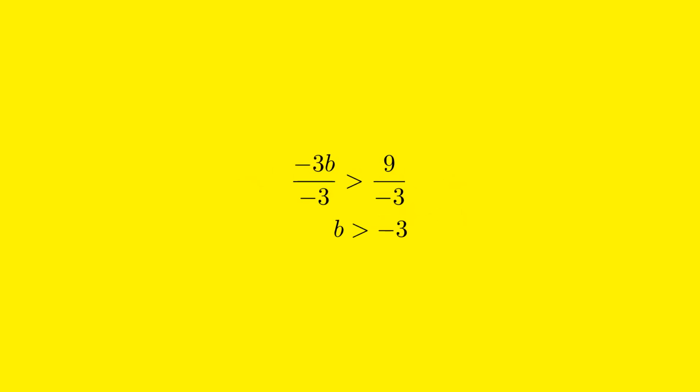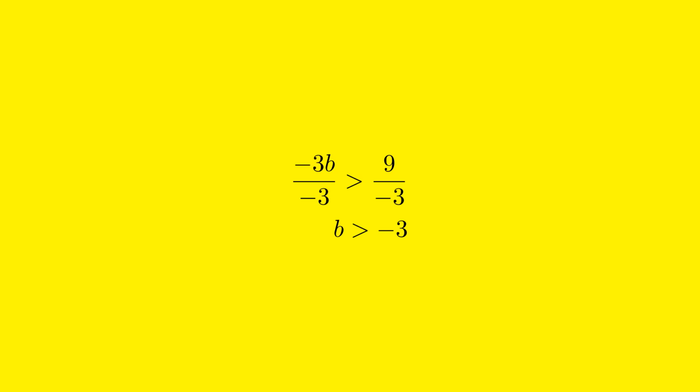Step 2. Now we need to isolate the variable b completely by removing the coefficient that is multiplied by b. In this case, the coefficient of b is minus 3. To cancel out this coefficient, we need to divide both sides of the inequality by minus 3. However, because we are dividing by a negative number, we must reverse the direction of the inequality sign.